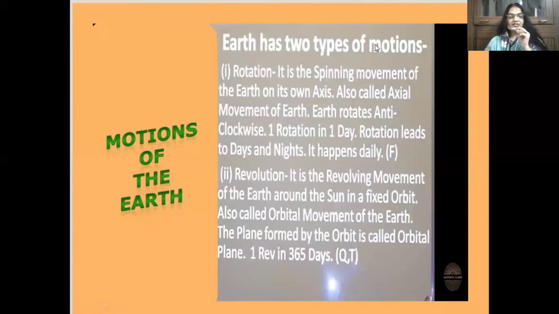Revolution is the revolving movement of the earth around the sun in a fixed orbit. It is also called the orbital movement of the earth. The plane formed by the orbit is called the orbital plane, and revolution is done in 365 days. Rotation is done daily and revolution is done in 365 days.